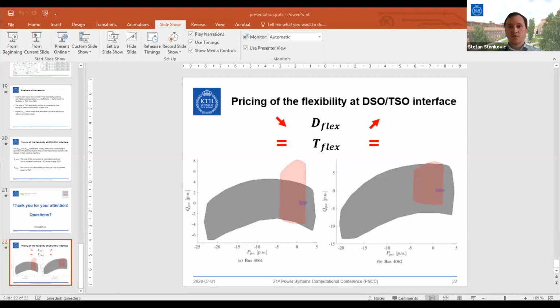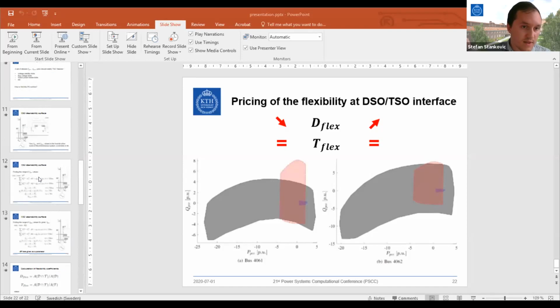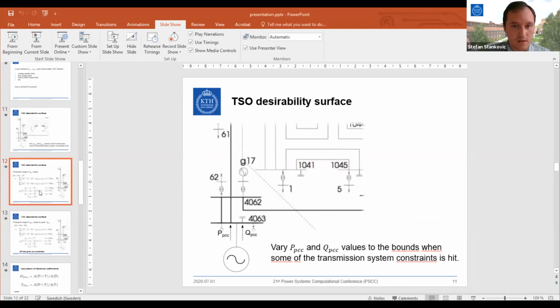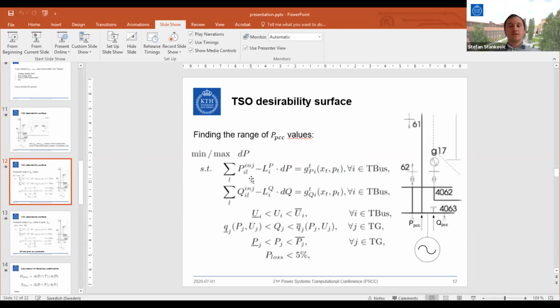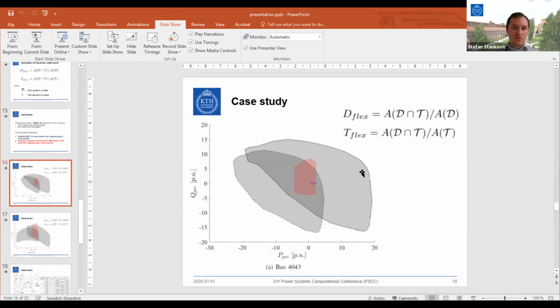Another question was about how you solve the optimization problem between P and Q. Yes, I can go to the slide. I guess the question was more about the TSO desirability surface. Let's say we have a TSO desirability surface, this full line gray area. First, I find the outermost values of P exchange, so this point here and this point here.